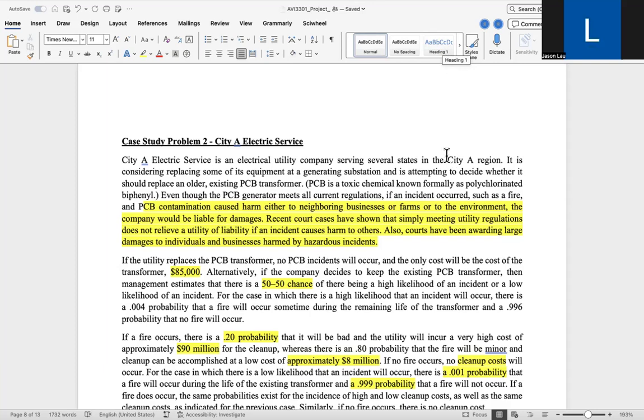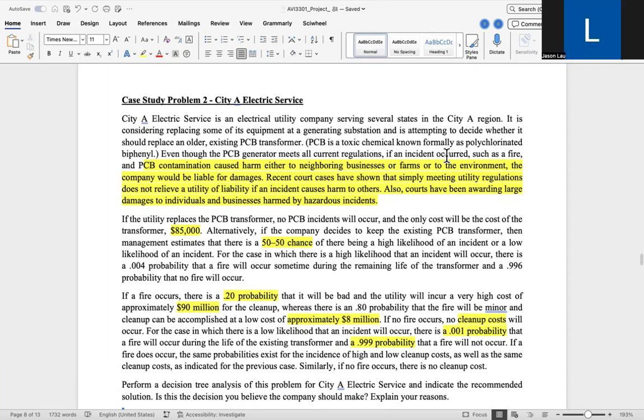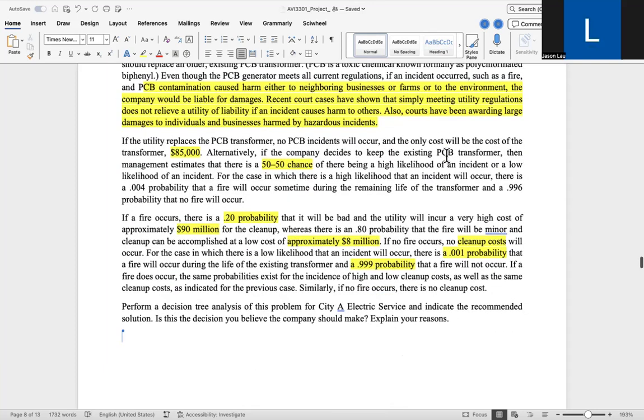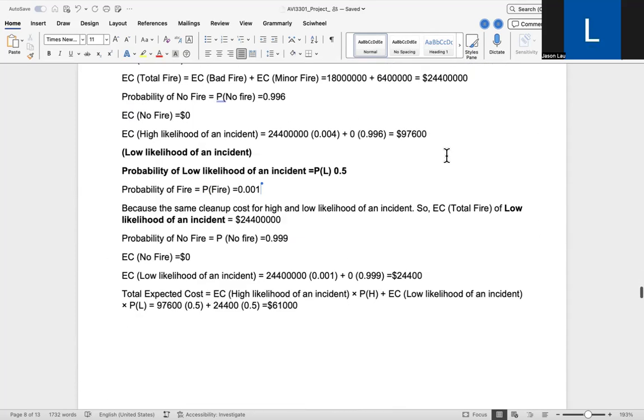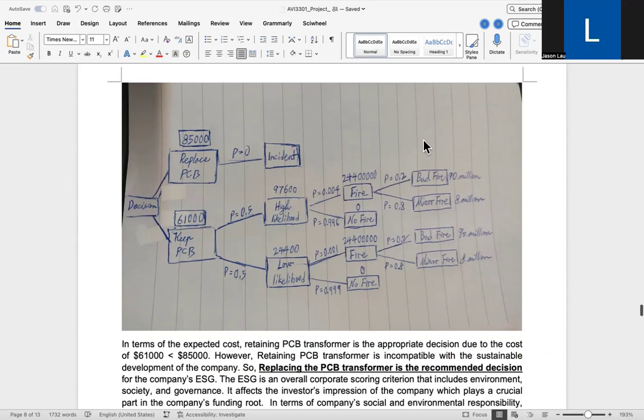Okay, thank you, Alex. I'm Nettie. Now I'm talking about the decision tree. First, we can see that we have two situations: one is replace the PCB and one is keep the PCB. First, I will talk about replace PCB. This will have just one outcome with the incident, and the probability is 0.